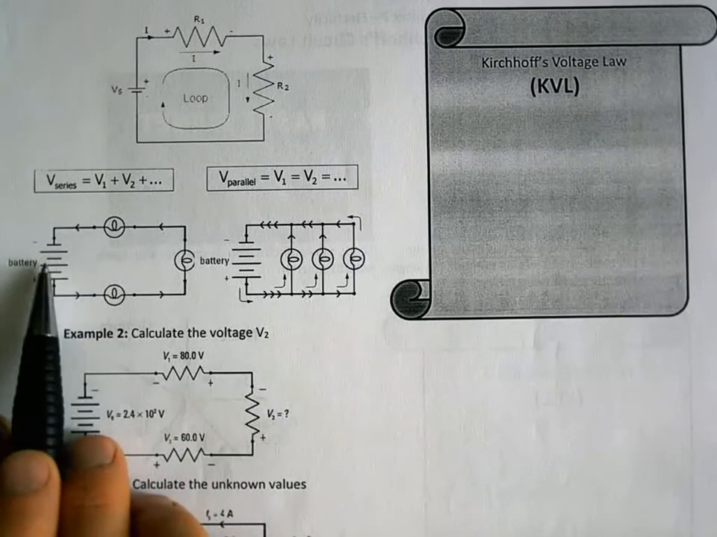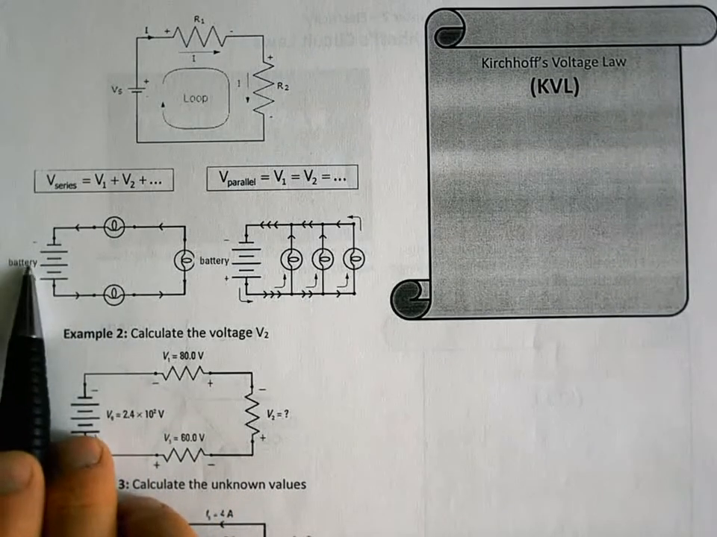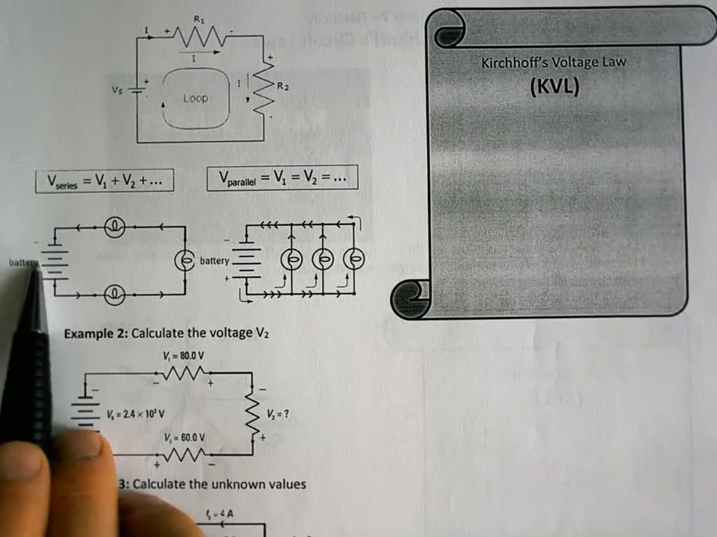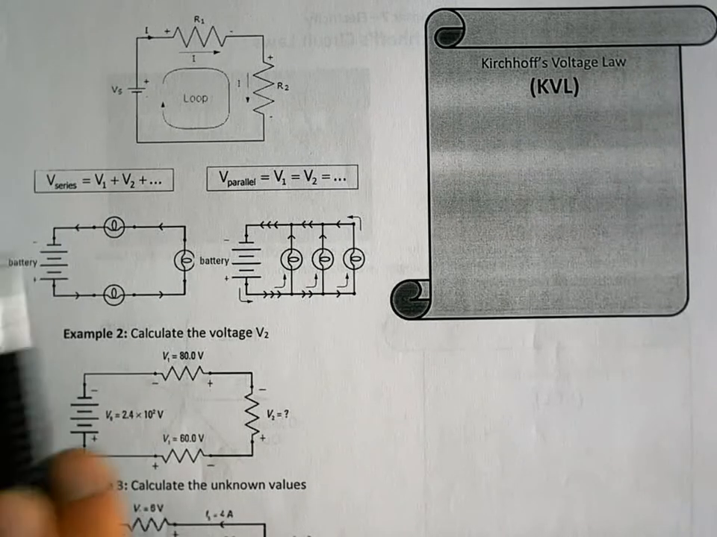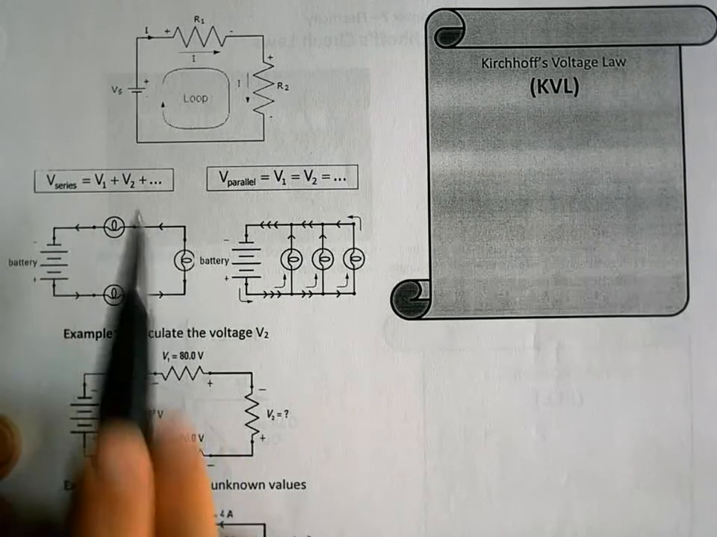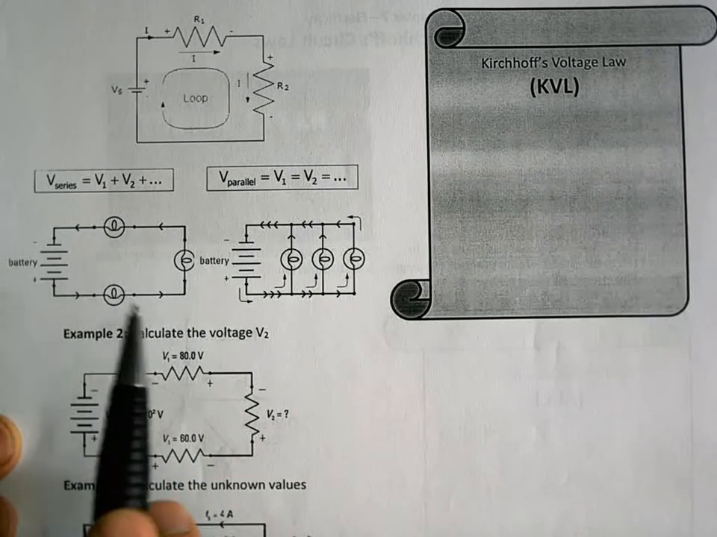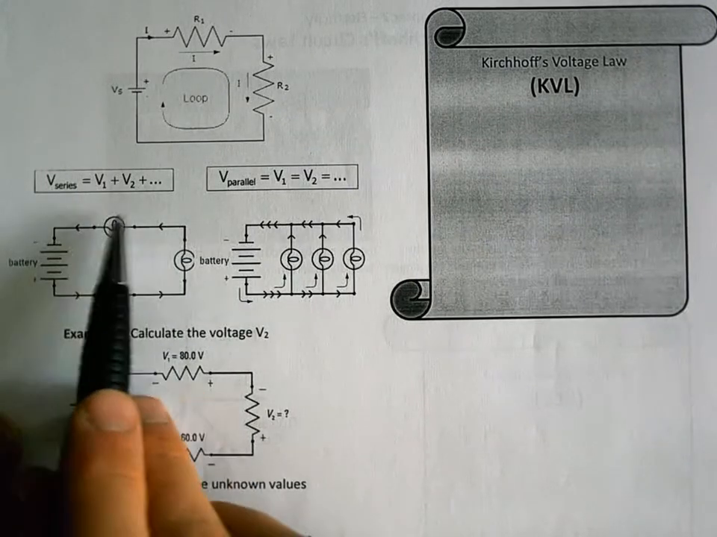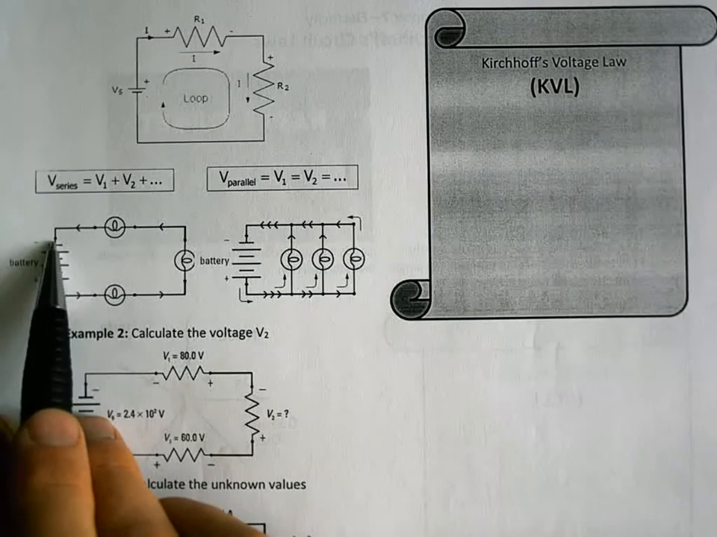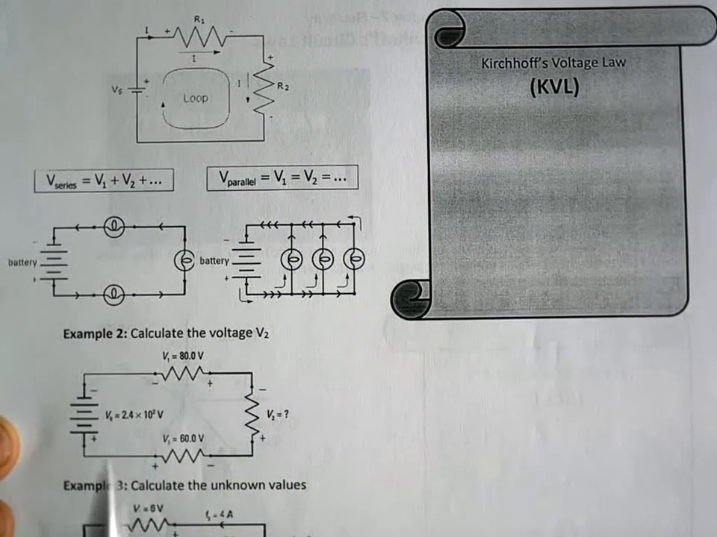Another analogy is that this is a water pump. You've pumped the electrons really high, and then as they travel around this circuit, each of these is a little drop. And so they drop and they drop, and by the time they get back here, they're all the way at the bottom, at the lowest point again.